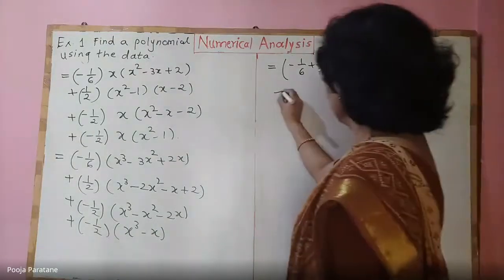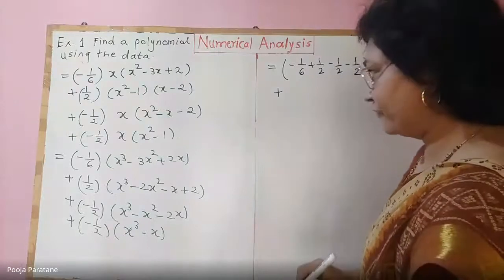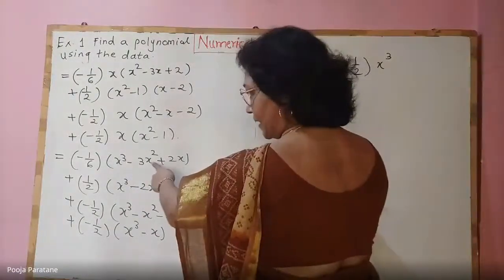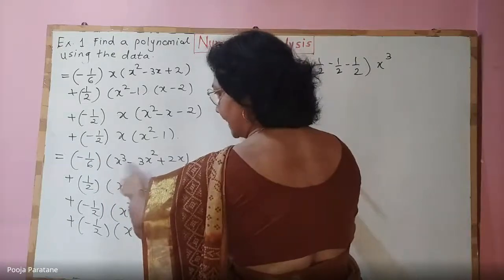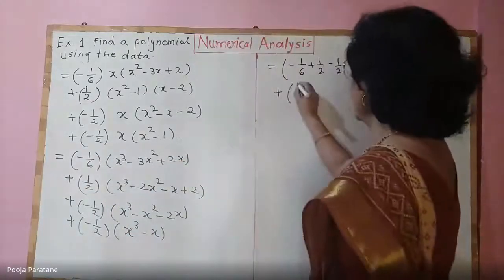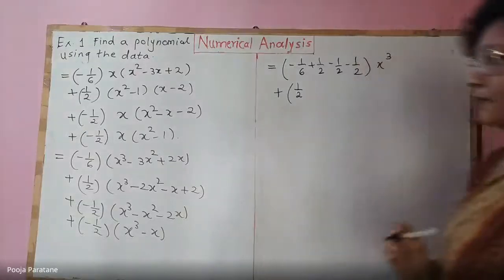Now next I will collect the coefficient of x square. Right. So here minus 3. This minus and minus will become plus. And 3 upon 6 is 1 upon 2. Now that much you are expert to do this.